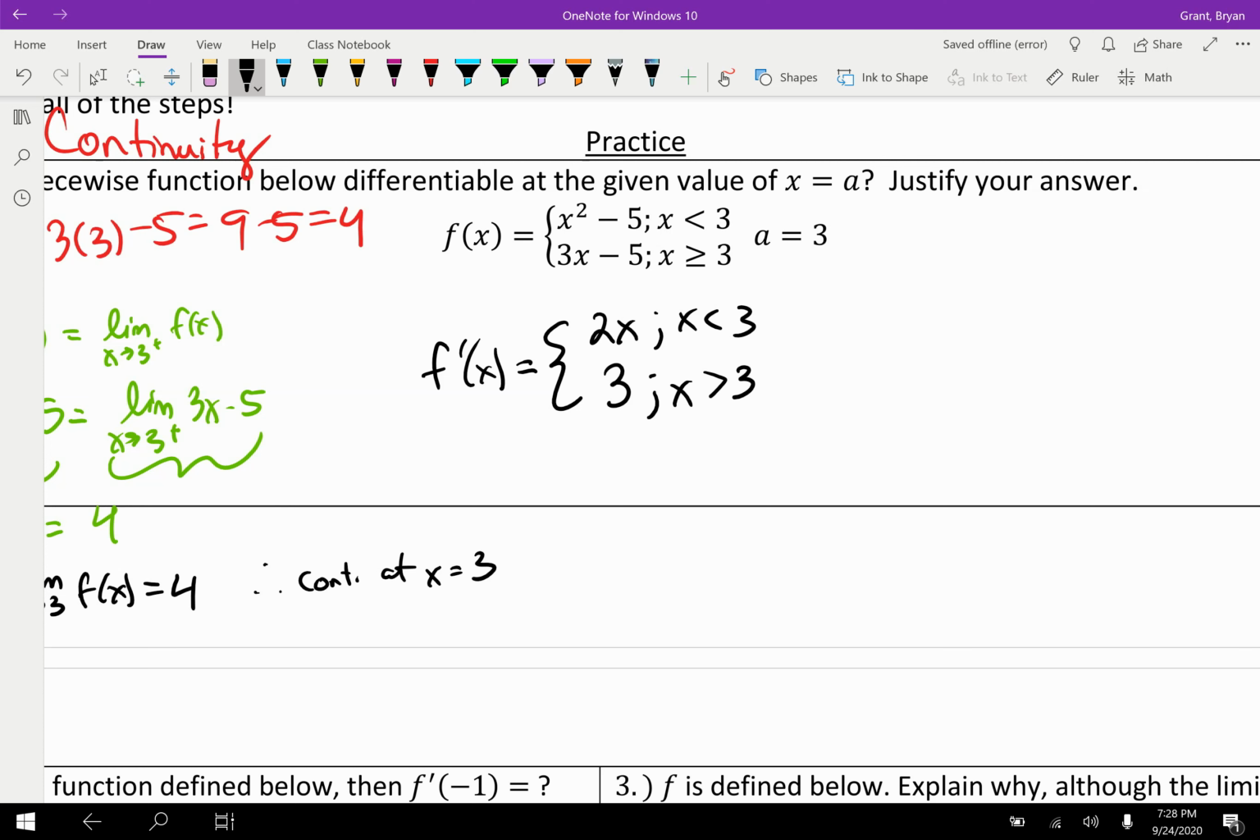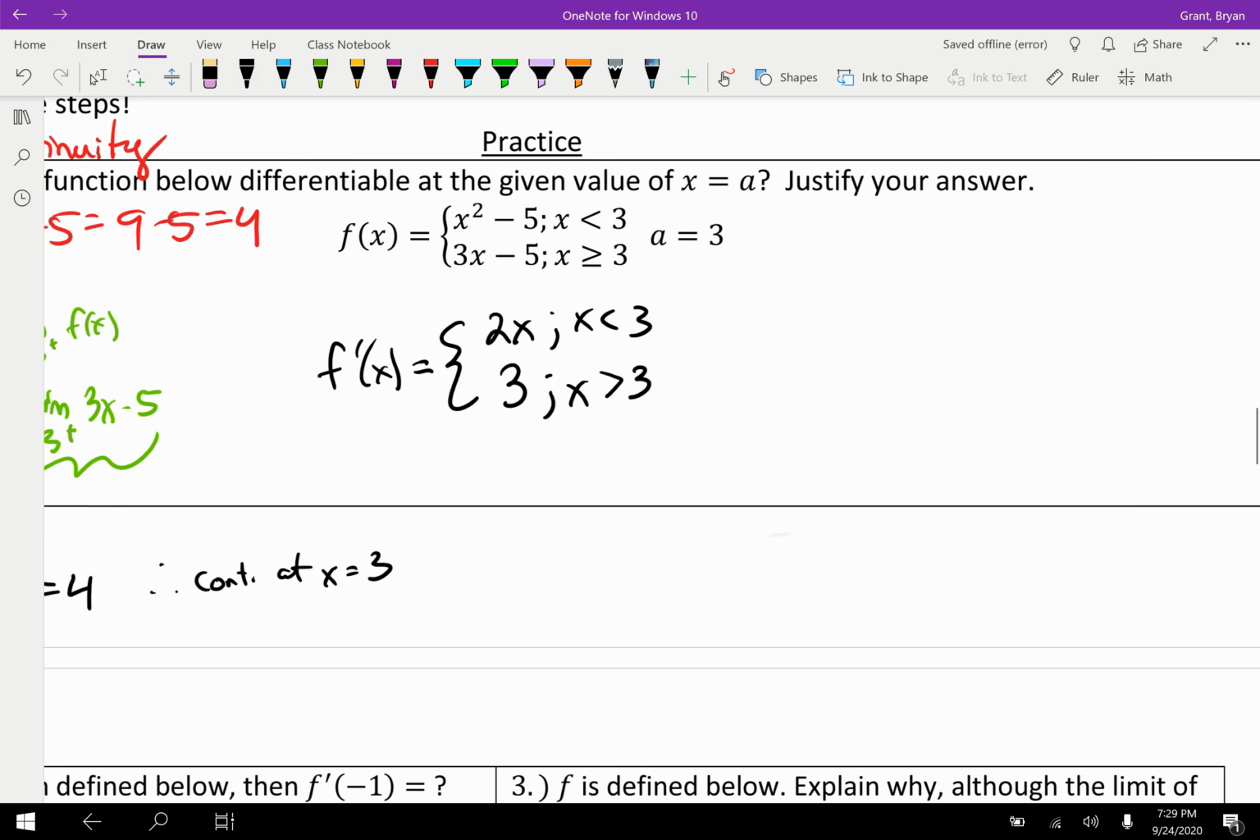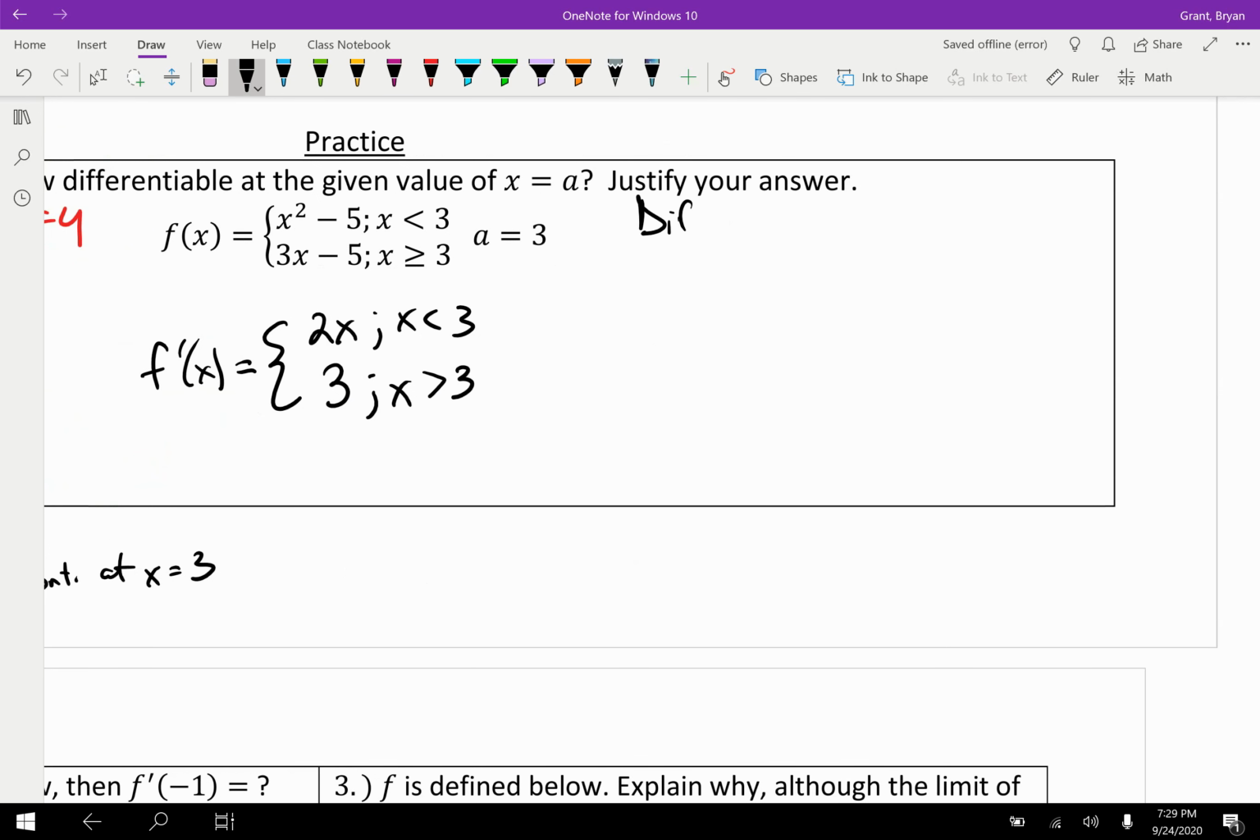I'm going to leave that equal sign off. And in fact, we have to leave the equal sign off here because we don't know if the slope is actually 3 when x is equal to 3. That's what we're trying to prove right now. We're trying to say, is there a slope at 3? We're not sure. Well, to actually verify, now let's do that differentiability part. Differentiability.